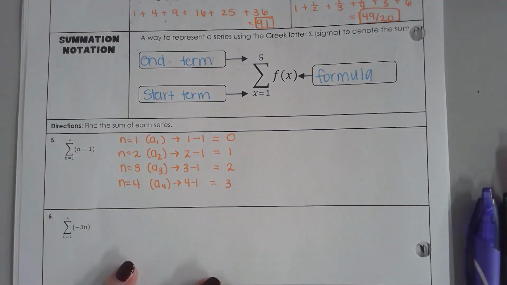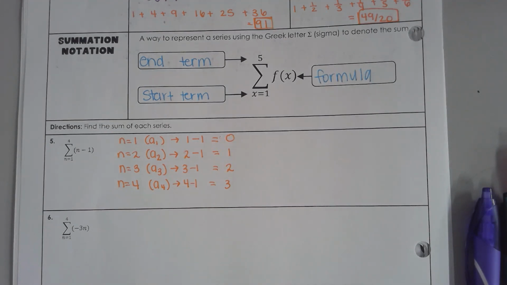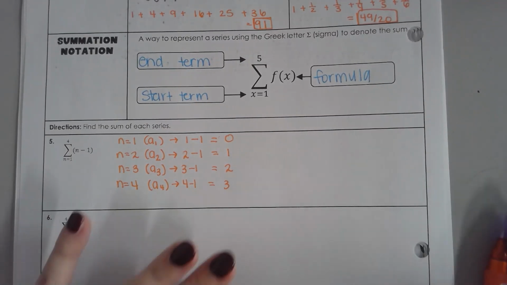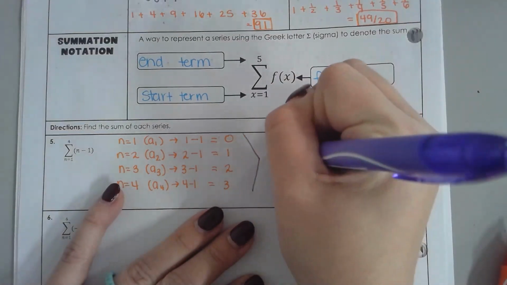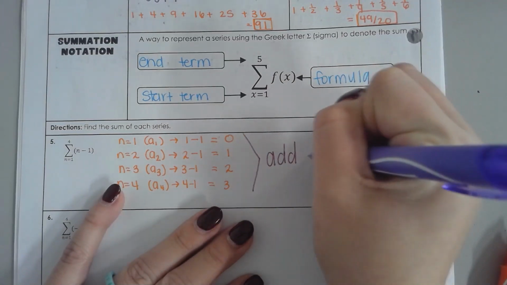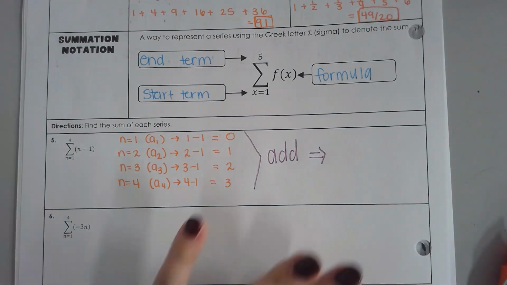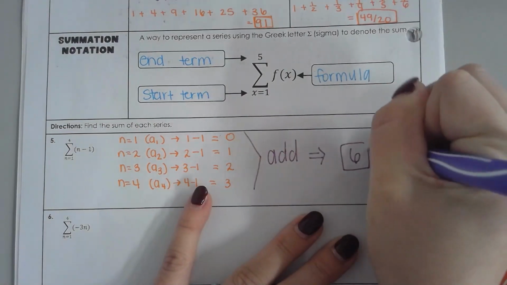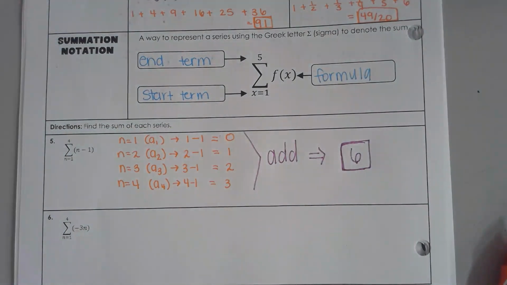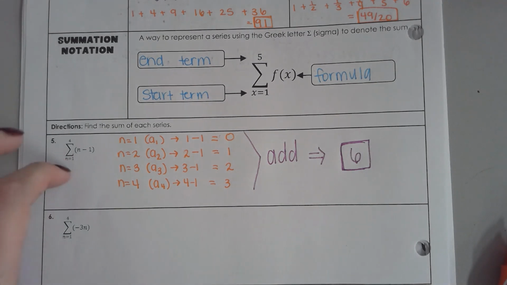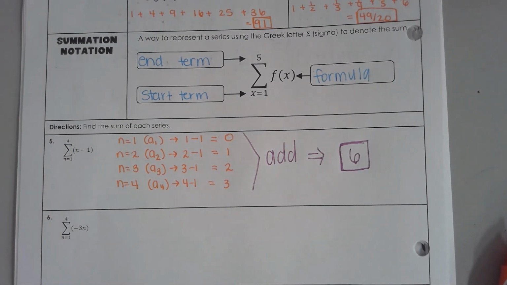There are 4 terms of this particular list. But because of sigma, it's going to find the sum. So it's going to add all of those numbers together. 0 plus 1 plus 2 plus 3 to get 6. And that's the answer that it's going to give you. So you have to be able to come up with the explicit formula to be able to put it into sigma. Today, you're just going to be practicing this. You don't have to worry about the formula just yet.